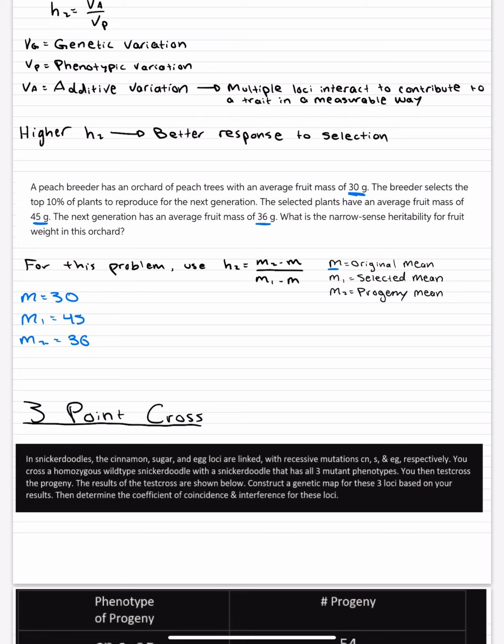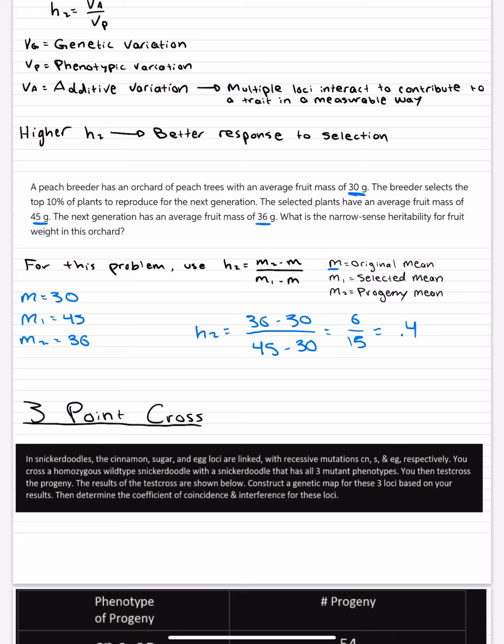Now, all we have to do is simply plug this into the equation. So, narrow sense heritability equals m2, which is 36, minus m, which is 30, over m1, which is 45, minus m, which is 30. That equals 6 over 15. Simplify this down even more, that equals 0.4. So that tells us the narrow sense heritability for the progeny of the plants, or for this organism of plants.